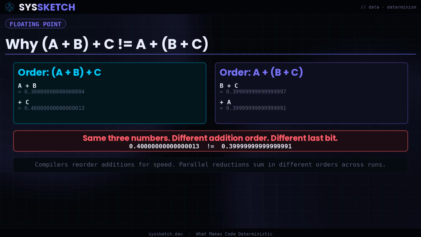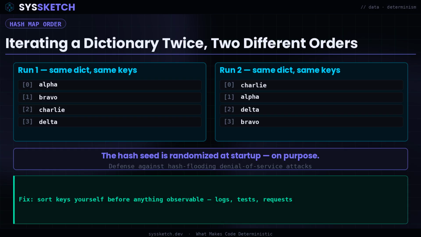Rounding happens at every step, and the order of operations changes which numbers get rounded when. A compiler that reorders your additions for speed or a parallel reduction summing partial results in a different order across runs can produce a result that differs in the last few bits. Multiply that across millions of operations in a simulation or a neural network and the drift becomes visible, which is why training the same model twice on different hardware can converge to different weights even with a fixed seed.